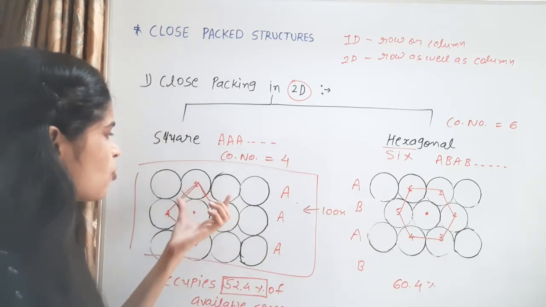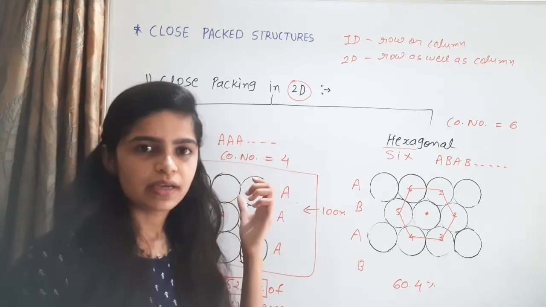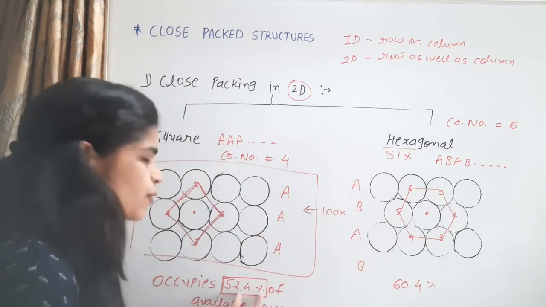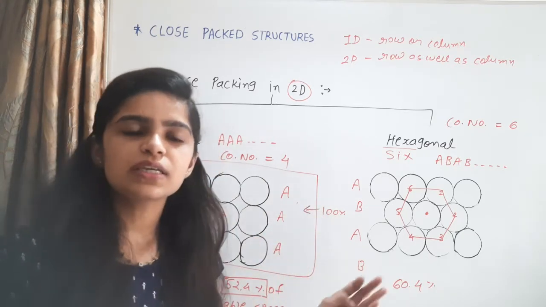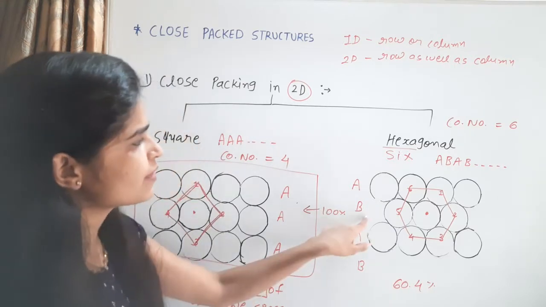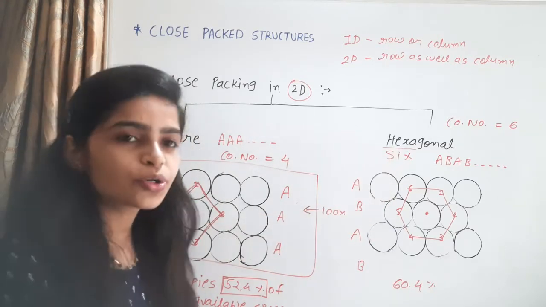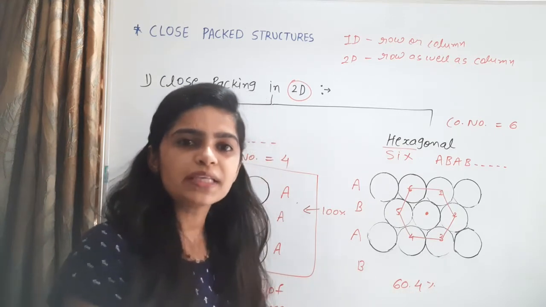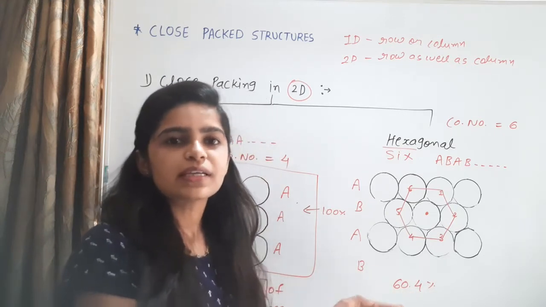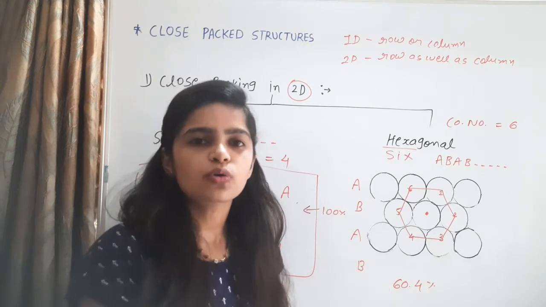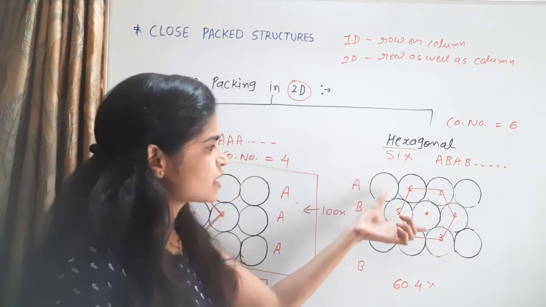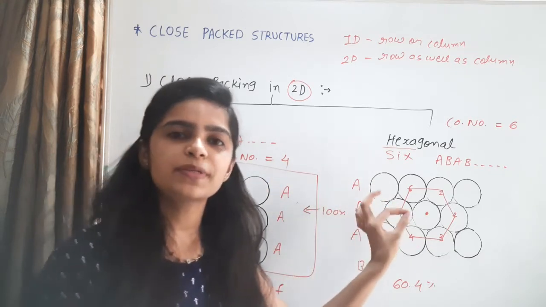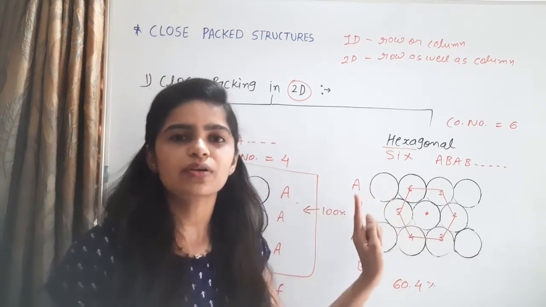And this atom occupies the square close packing. Its available maximum space is 52.4%, and the rest is vacant space. In the same way, hexagonal close packing occupies 60.4% of the space, so the occupied space is maximum. So that is the tightly or closely packed arrangement. Its stability is more than the square, because its occupied space is maximum compared to the square close packing.